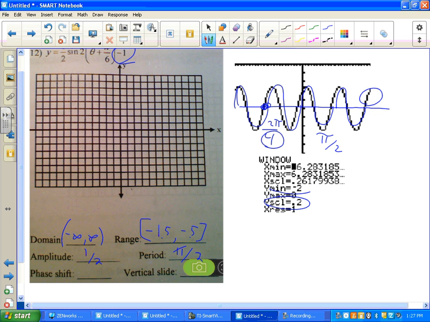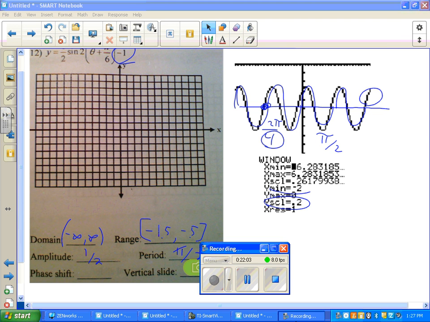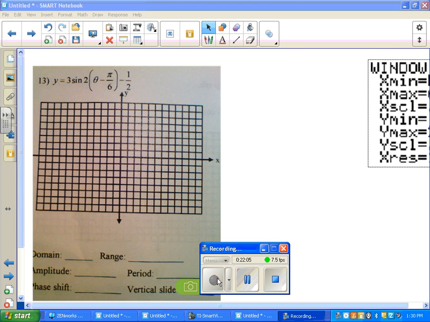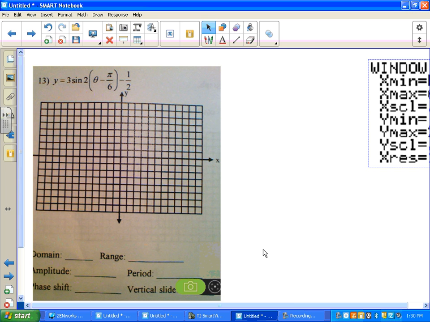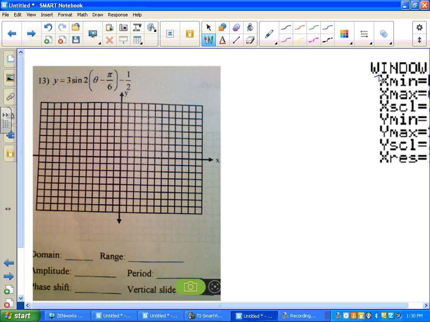For a period. Now let's see if we can do this, starting to think, starting to apply everything that we've learned. Okay, the x min and max is still going to be negative 2 pi to positive 2 pi. The scale, you can either do pi over 6 or pi over 12.